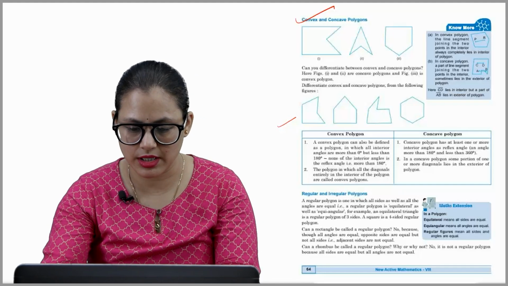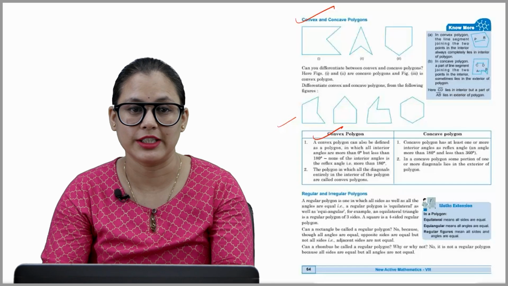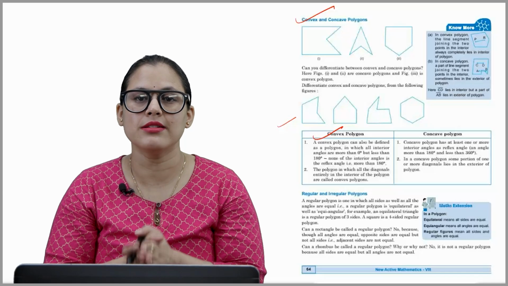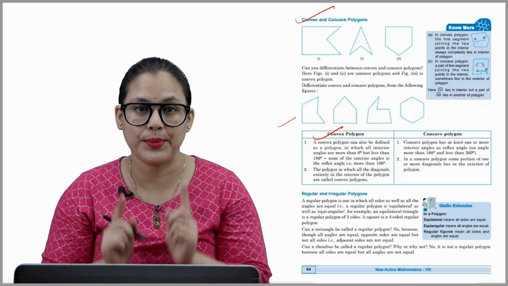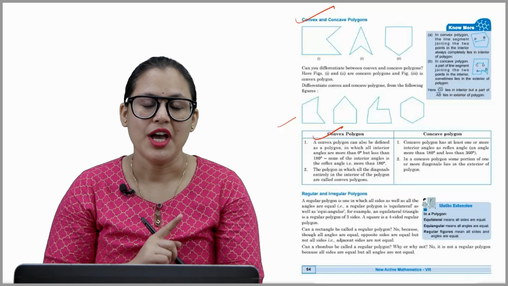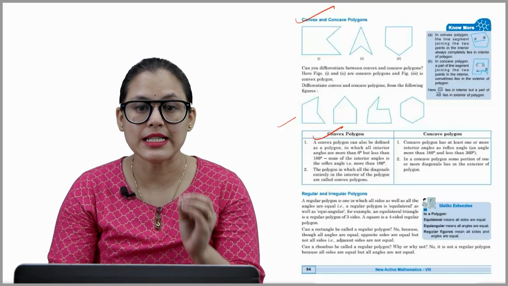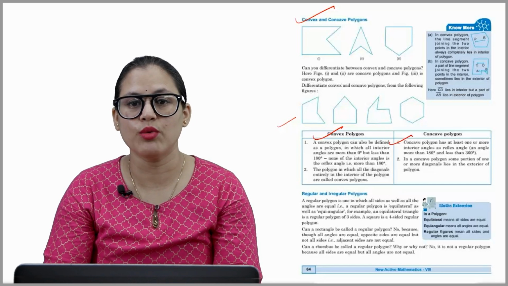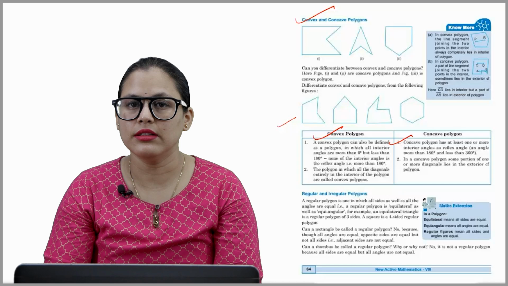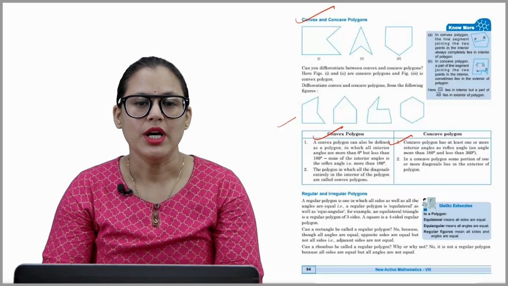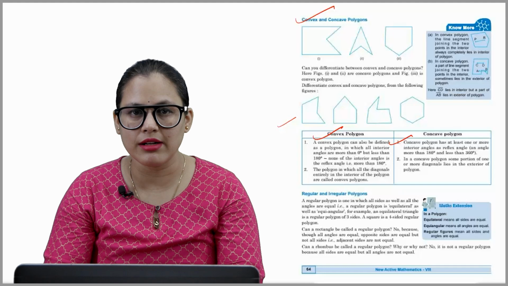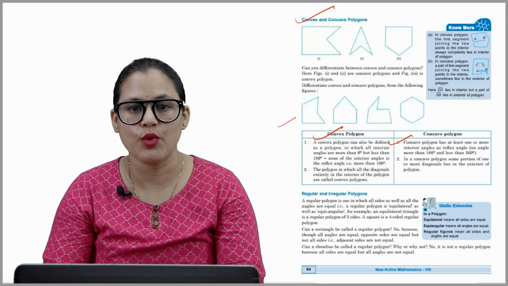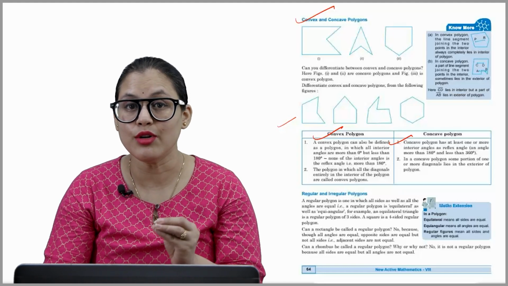So let's first learn the difference between convex and concave polygons. Number 1, a convex polygon can be defined as a polygon in which all interior angles are more than 0 degree but less than 180 degrees. None of the interior angles is a reflex angle, that is, more than 180 degrees, right? On the other hand, a concave polygon has at least one or more interior angles as reflex angle, an angle more than 180 degrees and less than 360 degrees. Number 2, the polygon in which all the diagonals lie entirely in the interior of the polygon is called a convex polygon. And in a concave polygon, some portion of one or more diagonals lies in the exterior of the polygon.